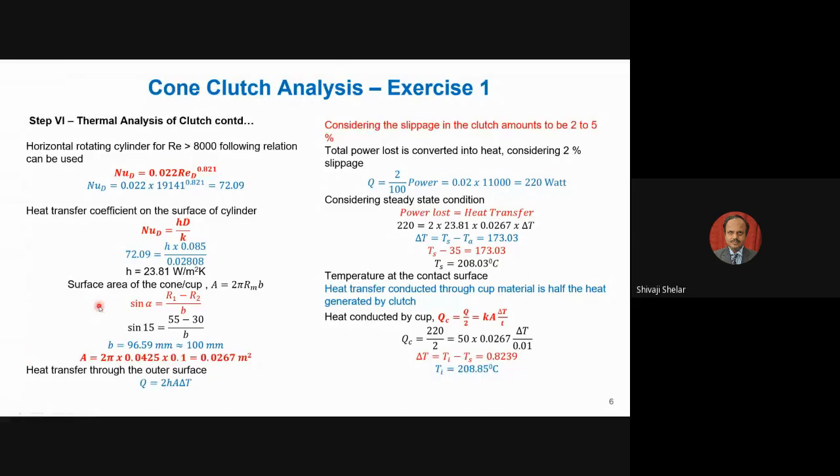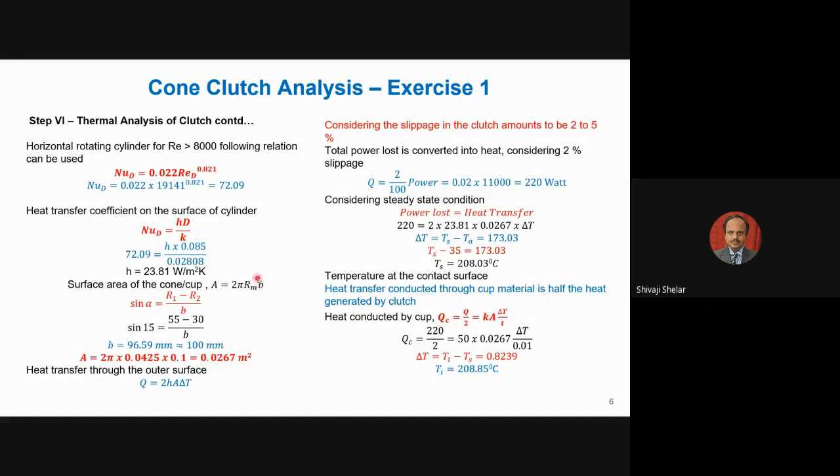Okay, so once you calculate the heat transfer coefficient, now you require the surface area of the cone or cup. I am considering either cone or cup area with negligible thickness, so we are not counting the thickness. So the lateral surface area is equal to the mean perimeter times the width of that lateral surface. So 2 pi r_m is your perimeter at the mean diameter. B is the conical width along the cone angle, that is, the width of the cone surface or drum surface.